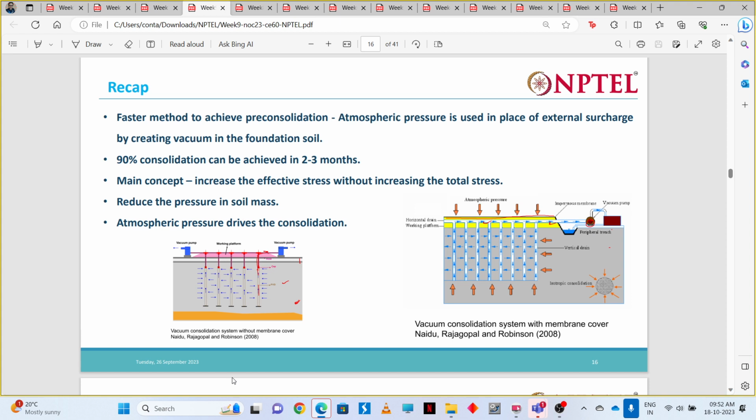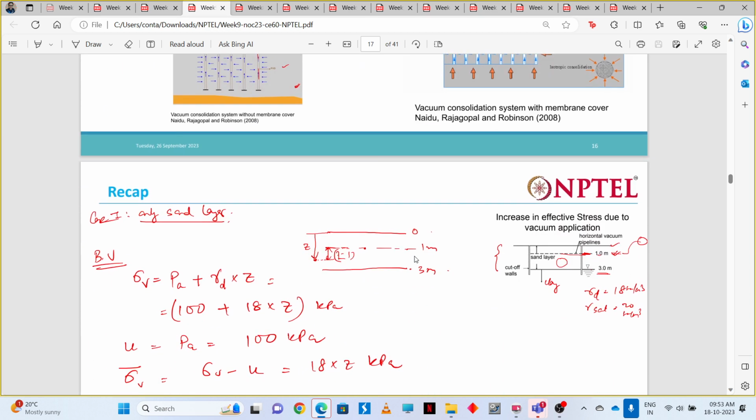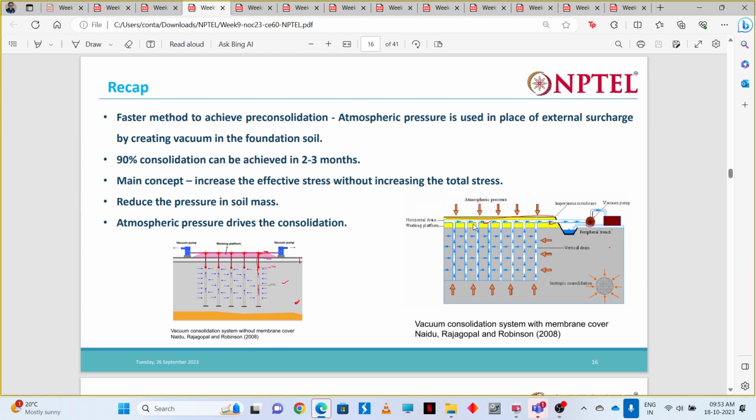When the effective stress increases, the pore water pressure is going to get reduced by drainage. So in order for the drainage to take place, we need to induce an increase in effective stress in the soil, right? For that, we generally provide some preloading with some surcharge. That can be substituted by applying vacuum pressure.